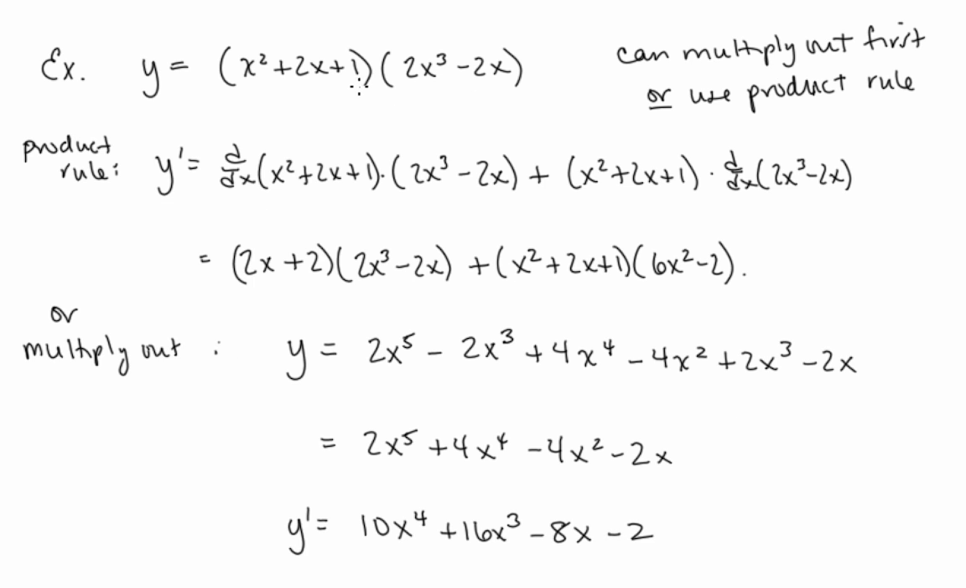If we had multiplied out first to take the derivative, multiplying out here gives us 2x to the fifth minus 2x to the third plus 4x to the fourth minus 4x squared plus 2x to the third minus 2x, which simplifies to 2x to the fifth plus 4x to the fourth minus 4x squared minus 2x. And then taking the derivative gives us 10x to the fourth plus 16x to the third minus 8x to the first minus 2. And so now we just want to show that these two are the same.